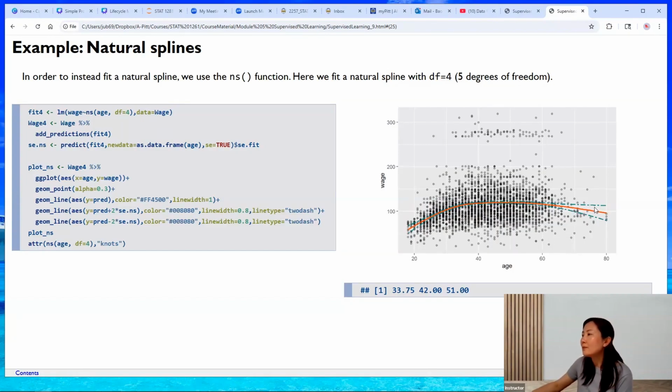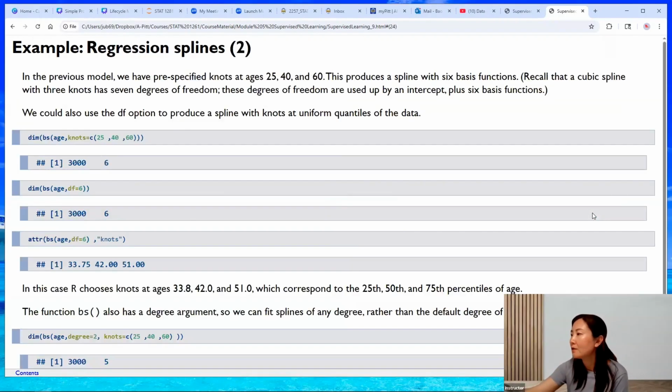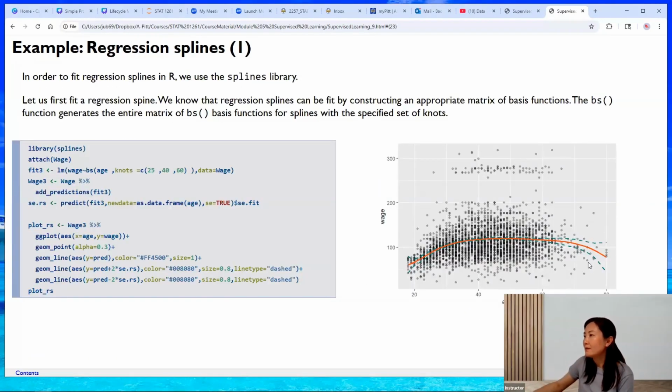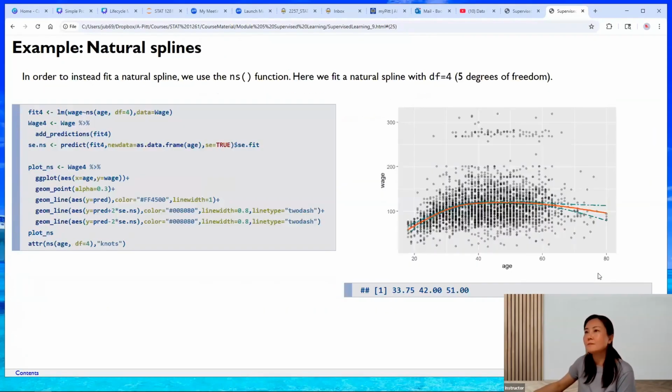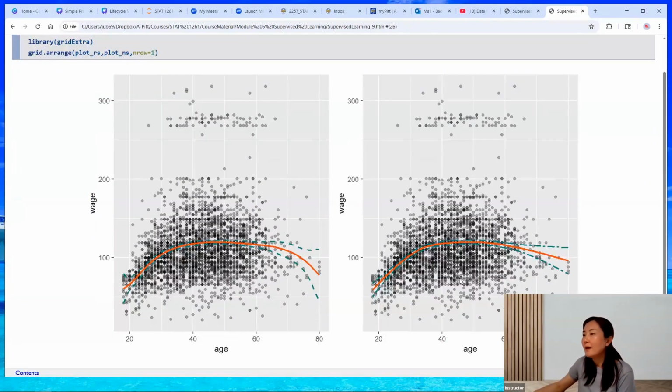So you see, it's actually better. You see the confidence band is narrower compared to this one, which is a good sign. So comparing these two, you see the natural spline is better.